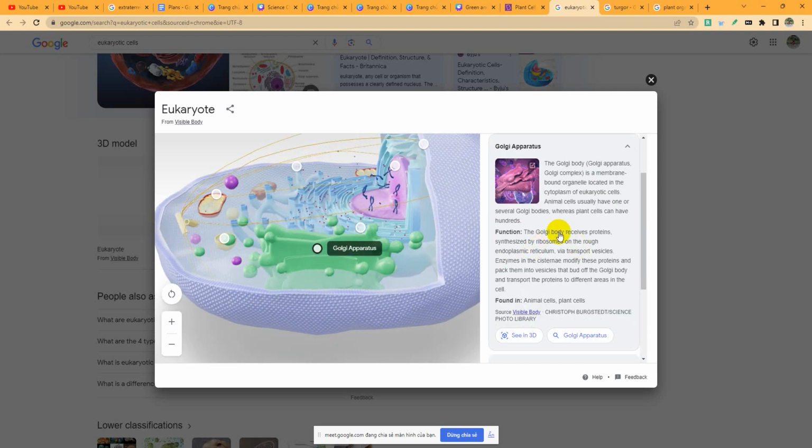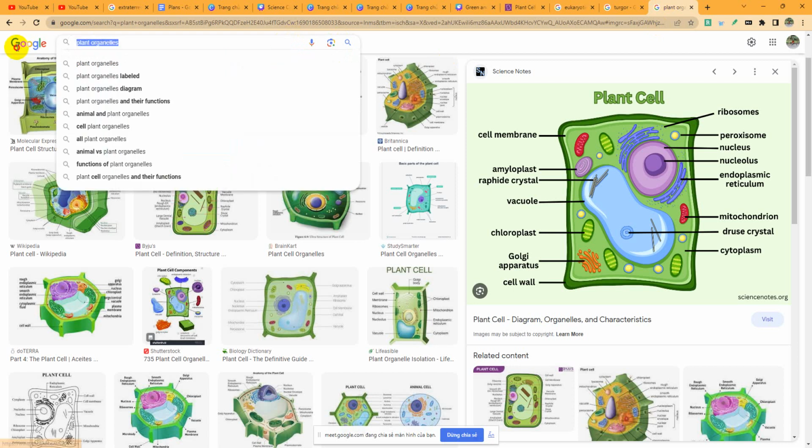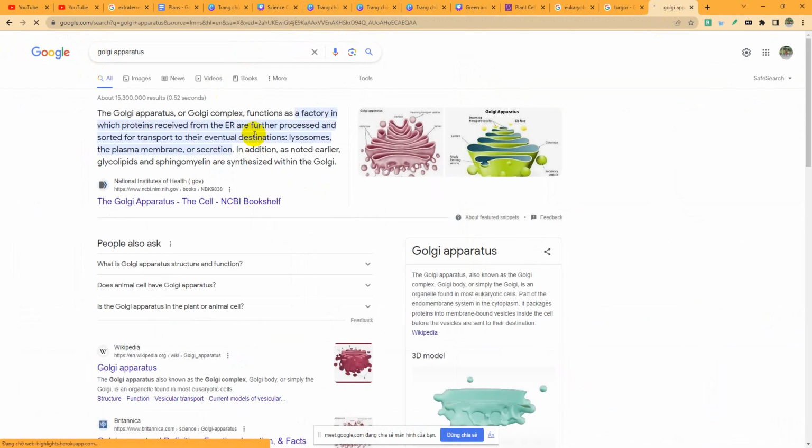So here, the function of the Golgi apparatus is to receive proteins synthesized by the ribosomes on the rough endoplasmic reticulum via transport vesicles. Okay, so this is a little bit complicated, but I'm just gonna do some quick research about this. Here, it is like a factory in which proteins received from the ER are further processed and sorted for transport to their eventual destinations: lysosomes, the plasma membrane, or secretion.